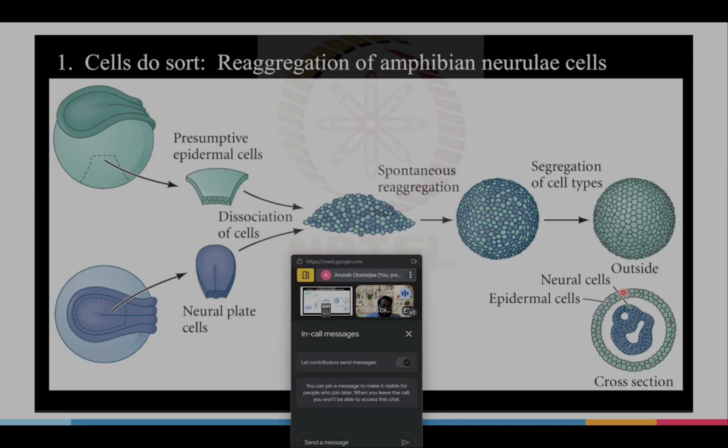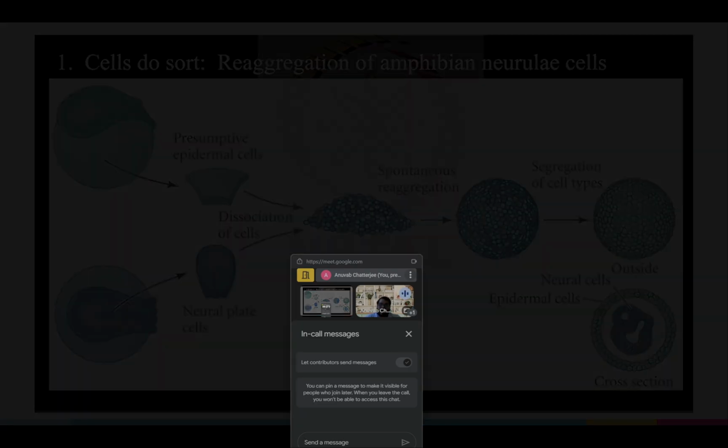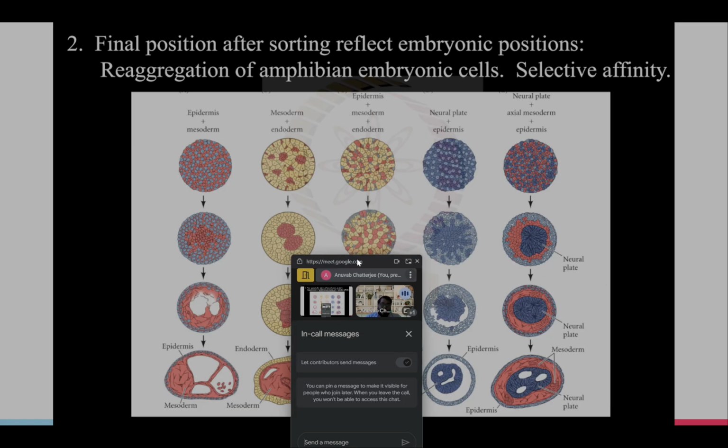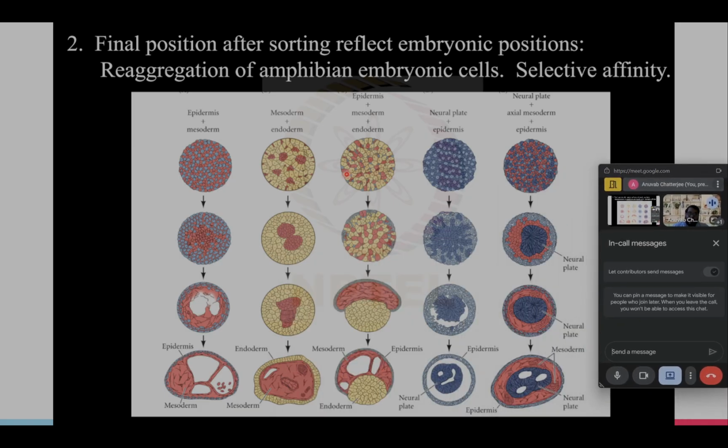So not only did they aggregate within themselves, but they also re-aggregated in a way that the cells which were inside in the embryo were inside, and the cells which were outside in the embryo were outside. So this is one thing that they saw, and then they took it a step forward, and from the same organism, took different cell layers from different tissues. So they took the epidermis and mesoderm and saw similar things.